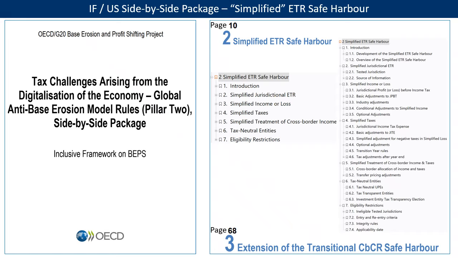You do the same with the simplified taxes. You see again another ugly acronym, the JITES, or the jurisdictional income tax exclusions. One more time, you have simplified adjustments, you have optional adjustments, you have rules for transitional years and tax adjustments after year end. So you import all of 446 and all that trouble. And then the simplified treatment of cross-border taxes, as I just said. Great that we can have a simplified treatment for PEs. Fortunately, we do not have a lot of them, so we won't use that.